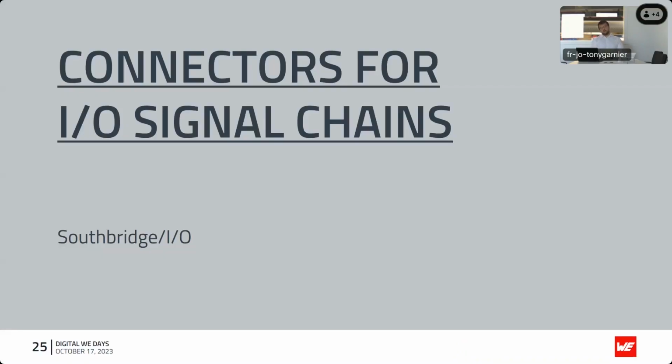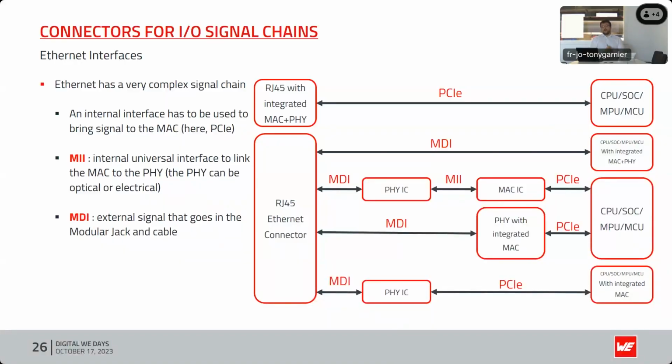Then let's go to the I/O signal chain, also the South Bridge. I/O signal chains are sometimes much more complex than the memory signal chain. For example, if you take Ethernet, the Ethernet interface that we talked about before, you can have as many configurations as there are combinations between the RJ45, the physical IC, the MAC IC, and the CPU. Sometimes some components are integrated into others, and sometimes not. So as a designer, you have to make a choice if you have only the RJ45, if you have a standalone physical receiver IC, if you have a standalone MAC IC, or if your CPU includes all these chips.